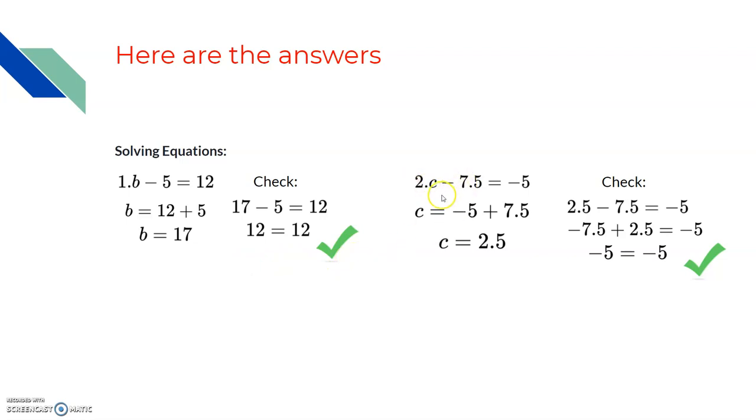For number 2, we have c minus 7.5 equals minus 5. We have to add 7.5 on both sides. They cancel out. C is left alone. Equals minus 5 plus 7.5. C equals 2.5. For our check, we substitute c with 2.5 minus 7.5 equals minus 5. I just switched minus 7.5 in front of 2.5. It doesn't really matter, but I just did it for my comfort. We get minus 5 on both sides, which means we are correct.